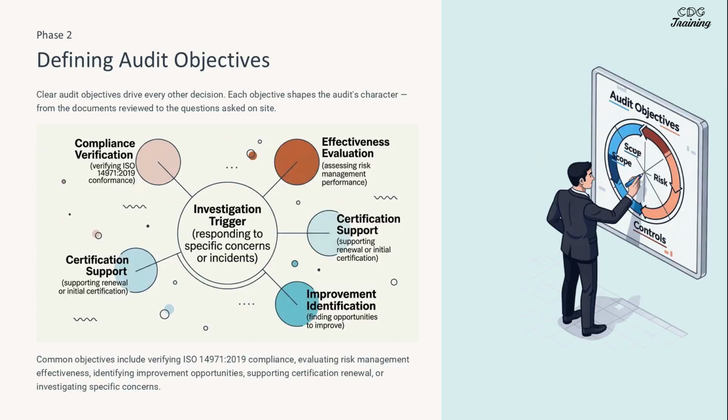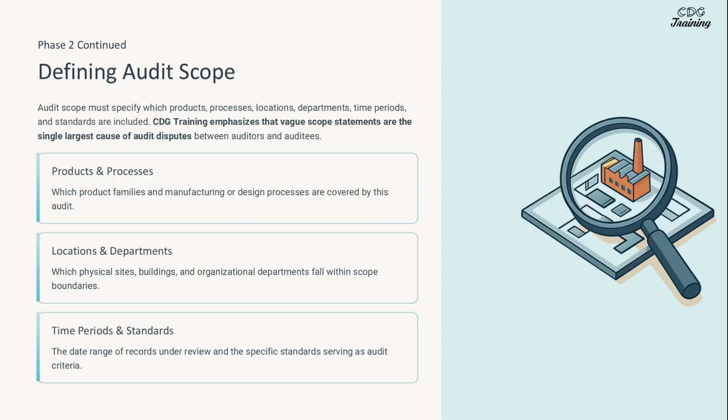Defining clear audit objectives is essential. Each objective shapes the audit's character, from compliance verification to improvement identification. Audit scope must specify what is included. CDG training emphasizes that vague scope statements are the largest cause of disputes between auditors and auditees.